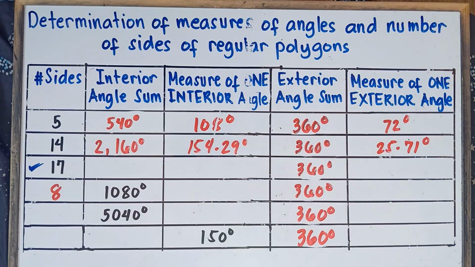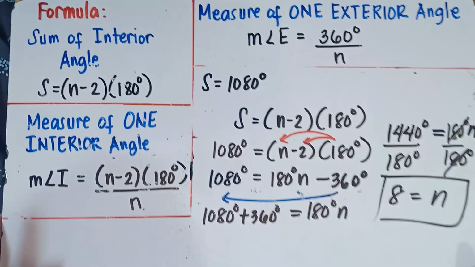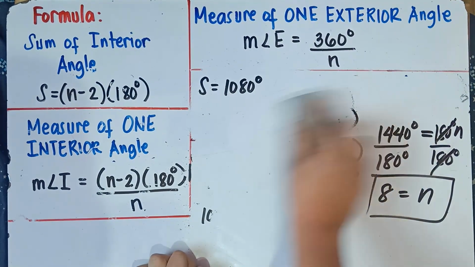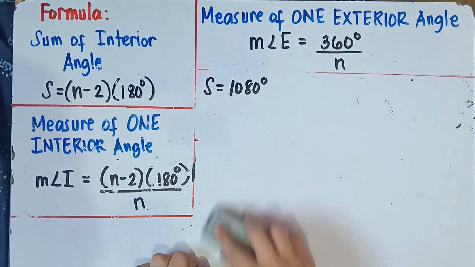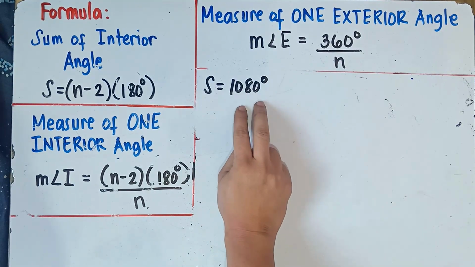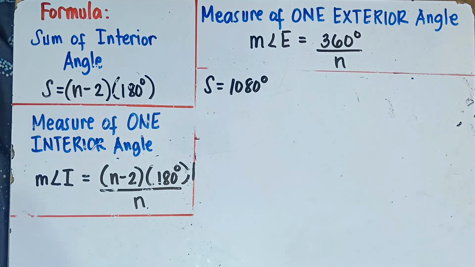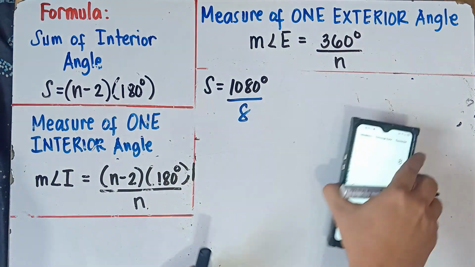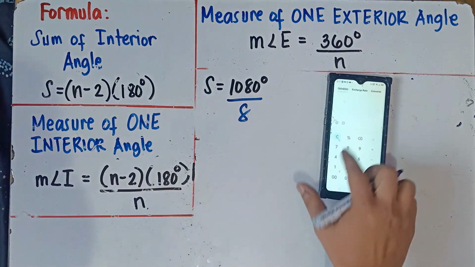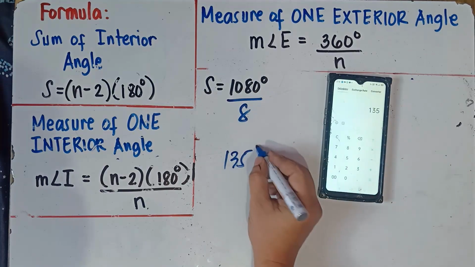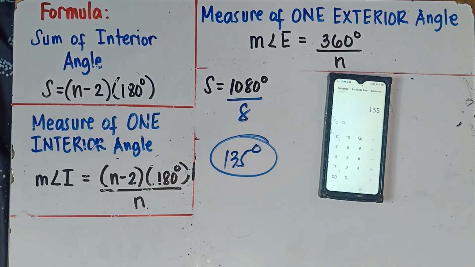Alright, and then we can find the measure of one interior angle. Simply use the formula. We already have the sum, class. We can just simply divide this one by 8 and we can find the measure of one interior angle. So divide by 8, because the number of sides, there will be 8. So 1080 divide 8, that would be 135. Each interior angle, that would be 135 degrees.